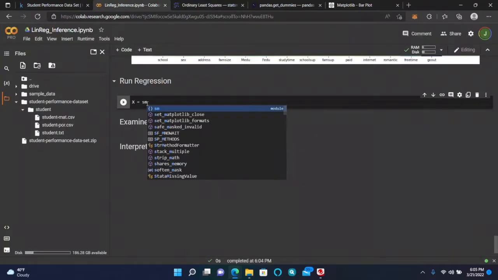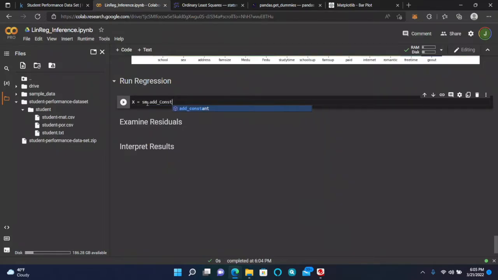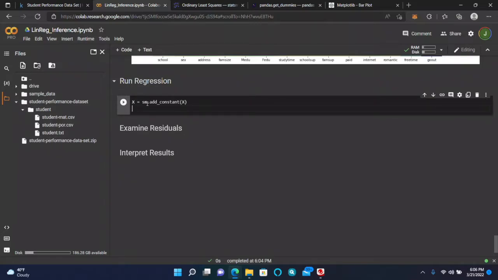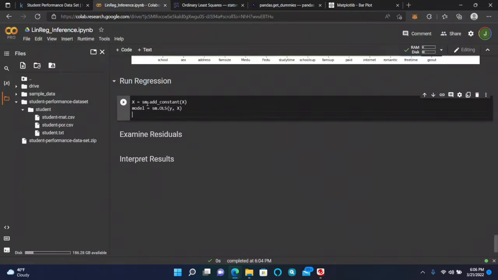Okay, X equals sm.add_constant(X), and then we're going to call this the model, and that is going to be sm.OLS with y in it and also X, and then we're going to say that results is equal to model.fit().